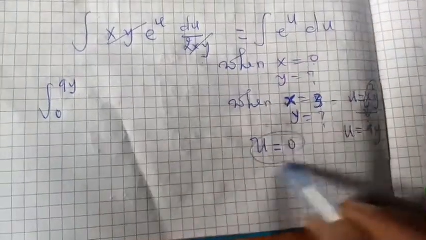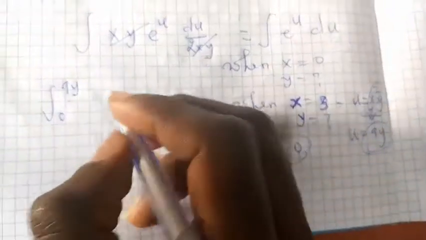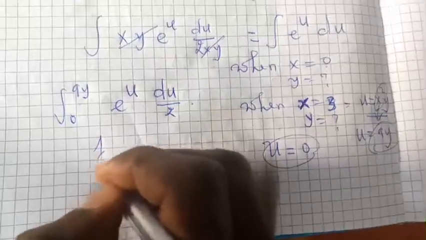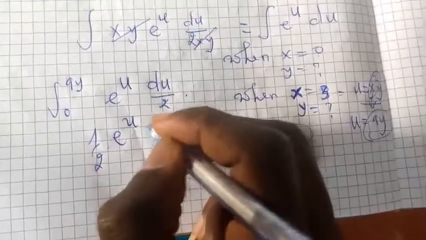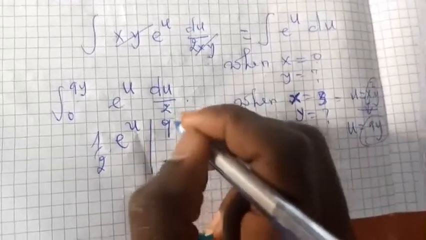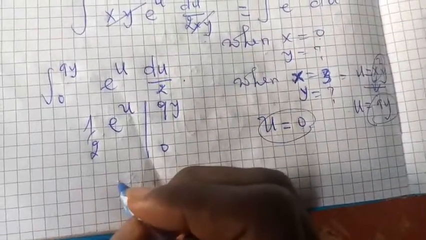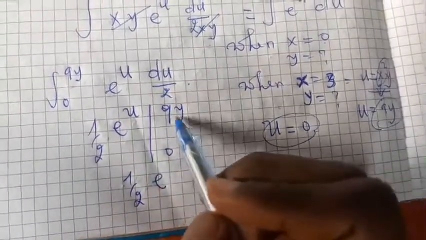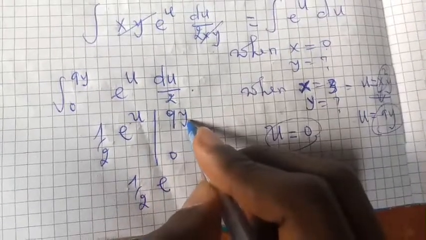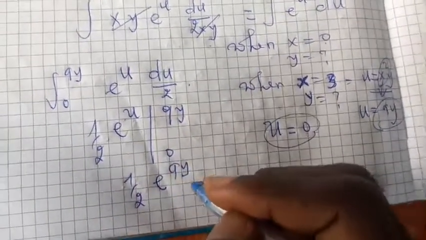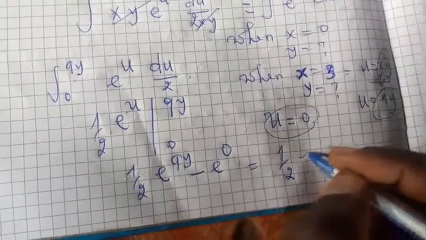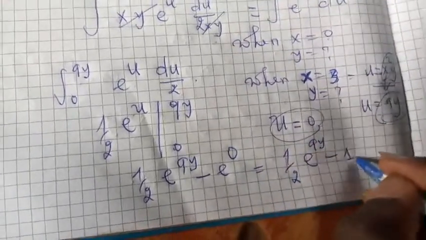Then here the integral from 0 to 9y, this is our interval, this is 0 and this is 9y, for the e power u du over 2. Then 1 over 2 e power u with respect from 0 to 9y. Then 1 over 2 times e power 9y, minus e power 0 as usual. Then this will be equal to 1 over 2 (e power 9y minus 1).